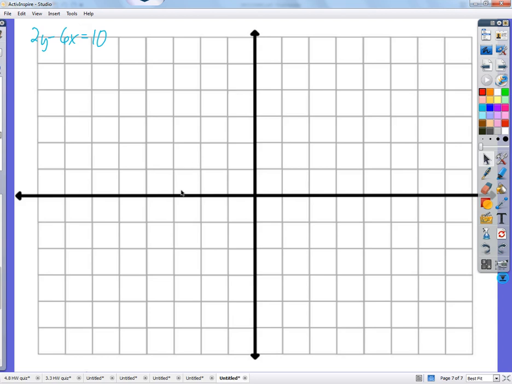But first of all, this is not a graph right here. A lot of times we call this a graph because we call it graph paper. It's not a graph. A graph is actually something you draw on the coordinate plane. That shape that you draw is the graph. So that's the first thing. Just a little vocab.